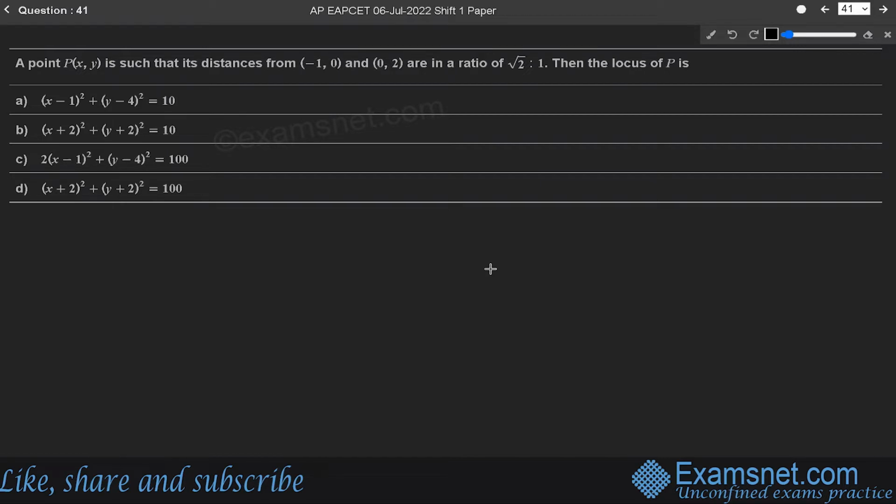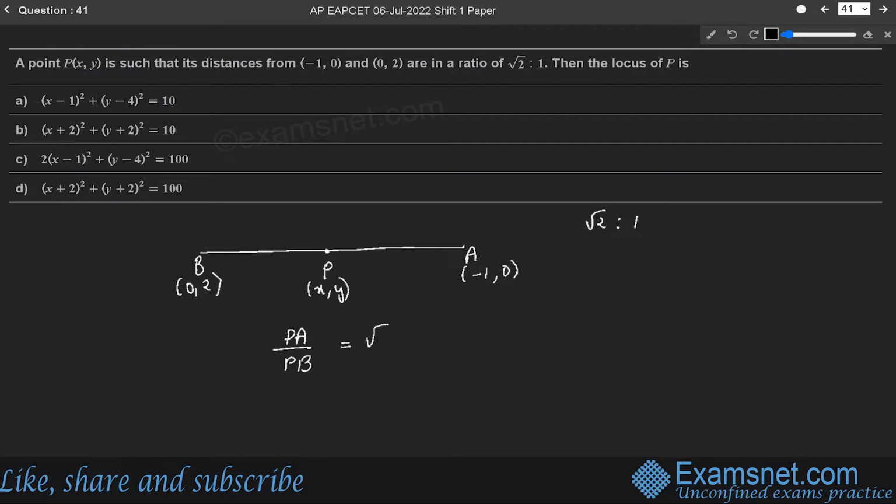According to this question, consider a line AB. P is the point on it, and the coordinates of A and B are (0, 2) and (-1, 0). For P, the coordinates are (x, y). And the ratio here is √2:1. It means that PA upon PB is equal to √2/1.